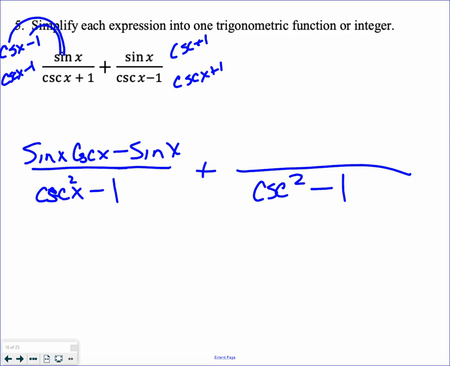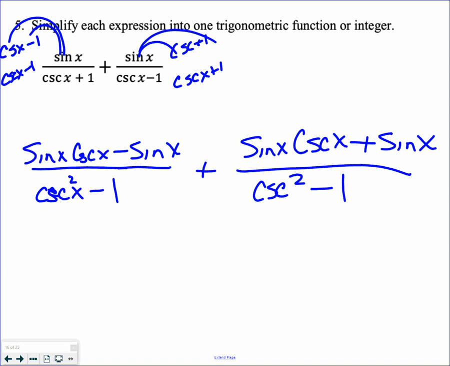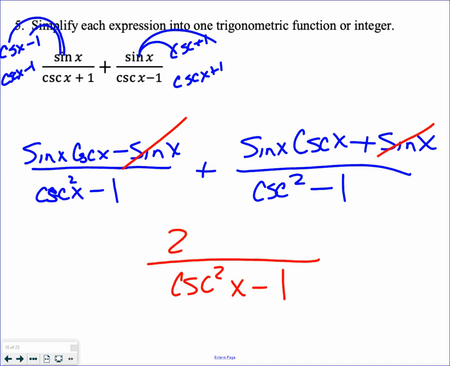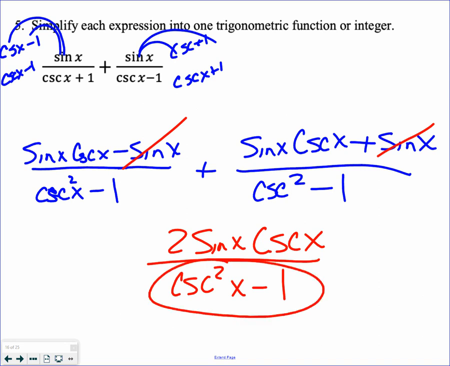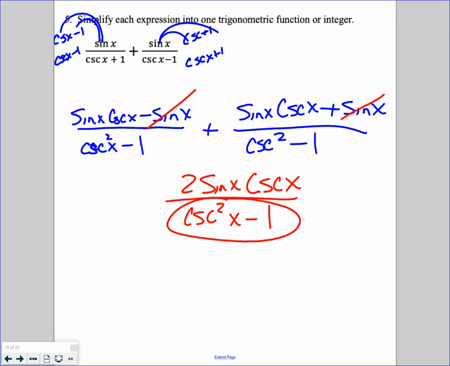FOIL, distribute. Sine x cosecant x plus sine x. Everything's going to start working out here, I promise. Well, I'm going to add these two fractions together. So the common denominator is cosecant squared x minus 1. This cancels, and so I'm left with 2 sine x cosecant x over cosecant squared x minus 1. That is equivalent, using my Pythagorean identities, cosecant squared x minus 1 is equal to cotangent squared.